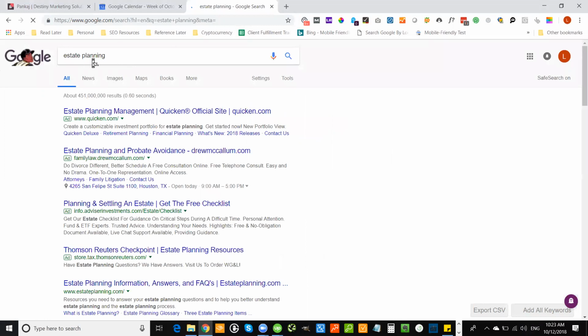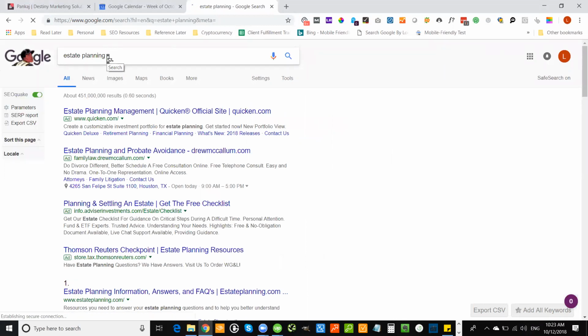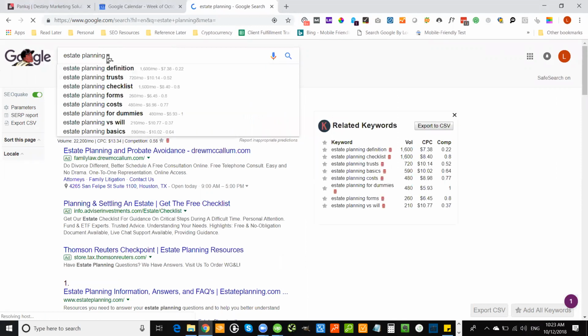So one of the phrases is estate planning. And Google Suggests is simply when you just type in the phrase and then you look through and see this drop-down menu here. And these are different phrases that people look for in addition to estate planning. So some of these might not be relevant. So estate planning definition might not be the best phrase to include because it doesn't really read well when included like that in content. But something like estate planning trust, estate planning checklist, estate planning forms, estate planning costs, these are all pretty good phrases to use.